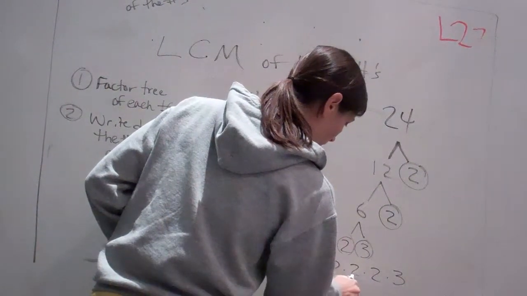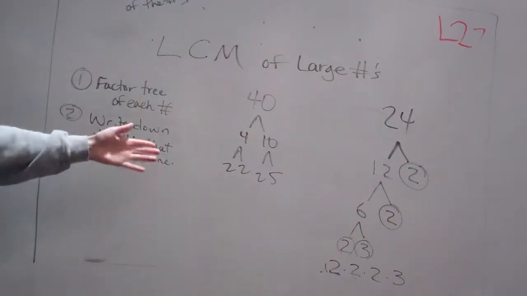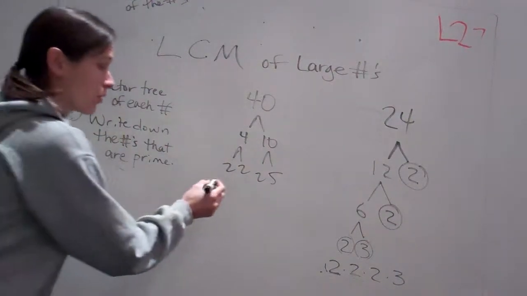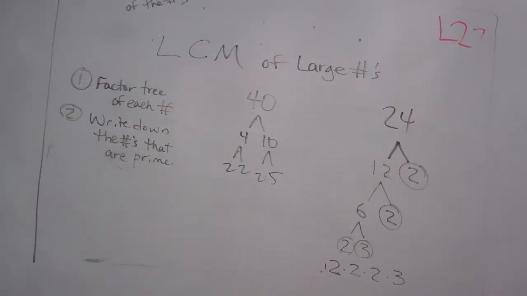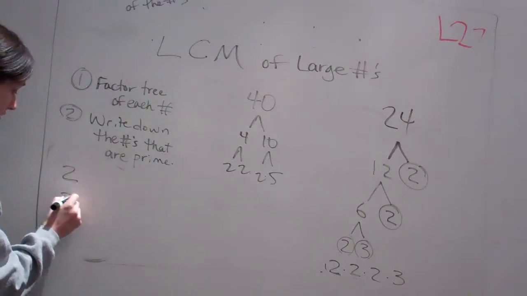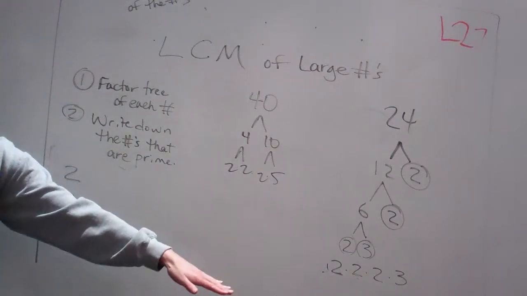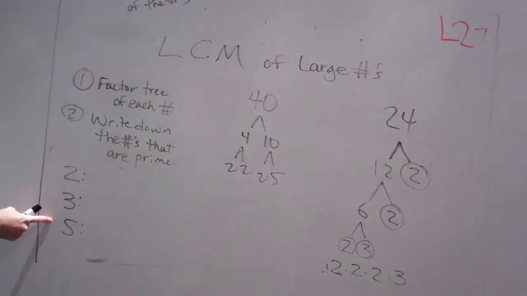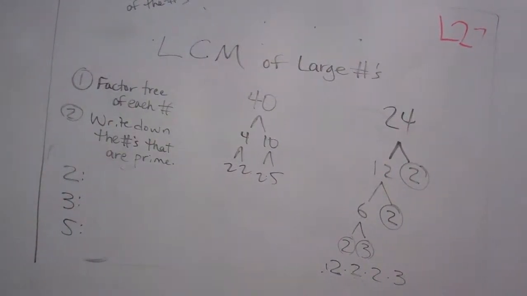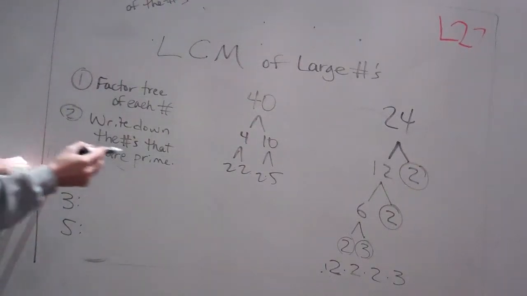All right, so next thing, step number 2, write down the numbers that are prime. Okay, so what do we have? What numbers do I have in these? 2, 3, and 5. Those are the numbers that I see here, right? Okay, so I'm going to put a colon. Are these numbers worth anything? No, they're just used to help me keep everything organized. Do you see what I'm saying? Okay, now let's look at this one.